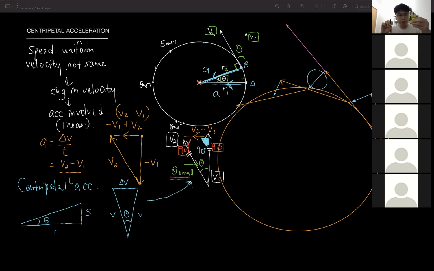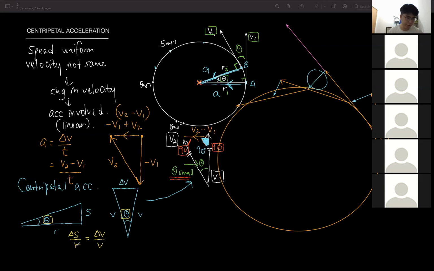Taking the two triangles, they are both isosceles triangles, and they are similar. Why similar? Because they are isosceles and their angle is the same here. So they are similar triangles. Similar triangle means that the proportion is the same. So I can write s over r equals change in v over v. I can put ds and change in v like this, based on the similar triangles.